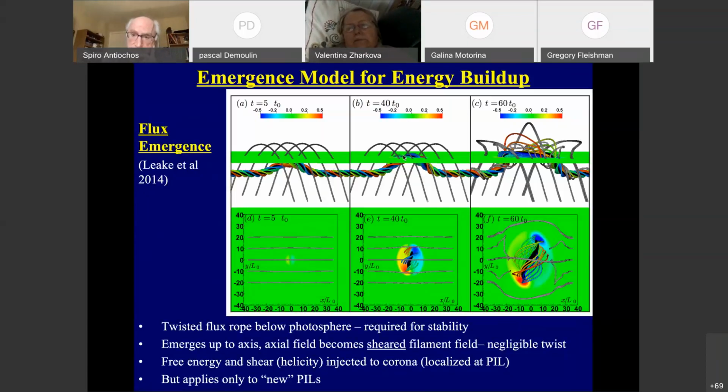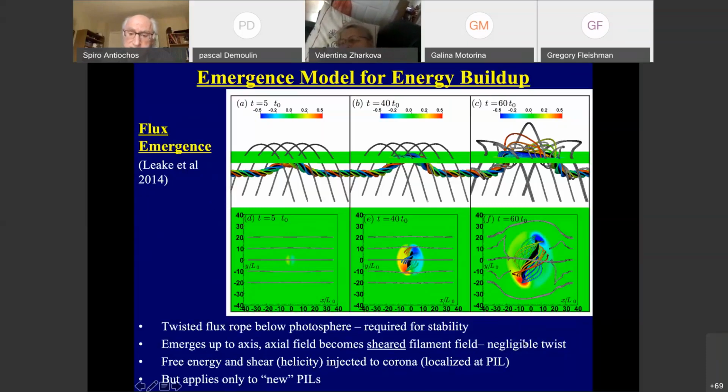once the axis of this twisted flux rope gets to the surface, it's hard for it to rise above there, because below the axis you have concave-up twisted flux, which is held down by the dense photospheric material. So a twisted flux rope below the surface emerges up to the axis, and the axial field becomes the sheared filament.